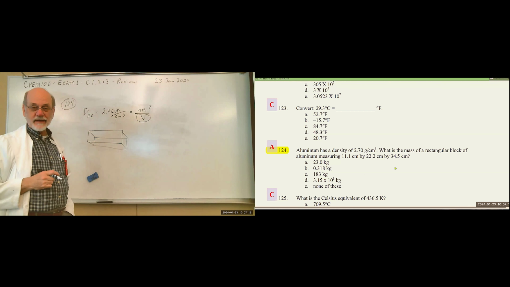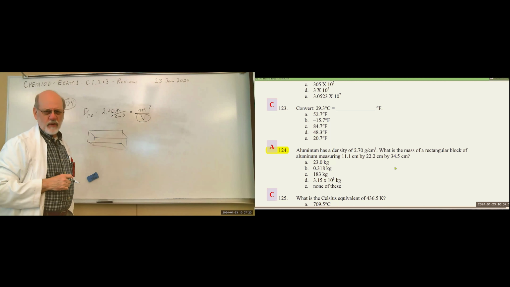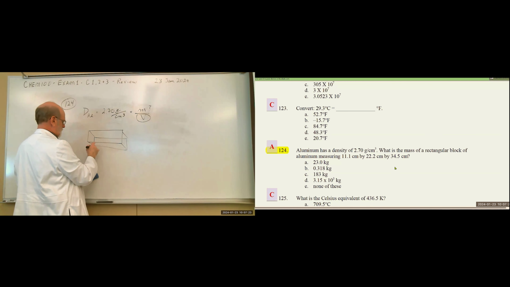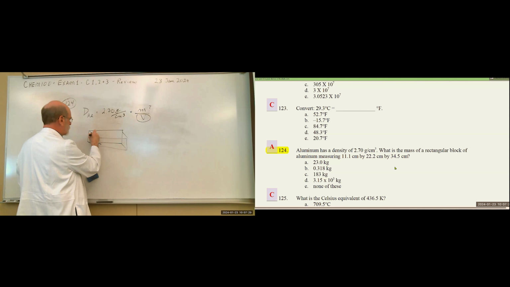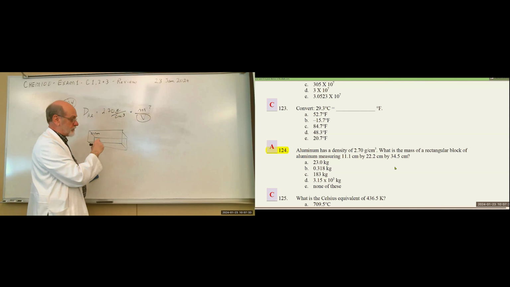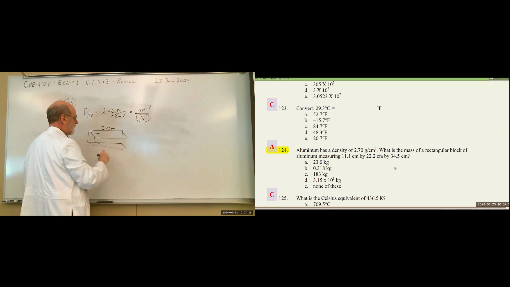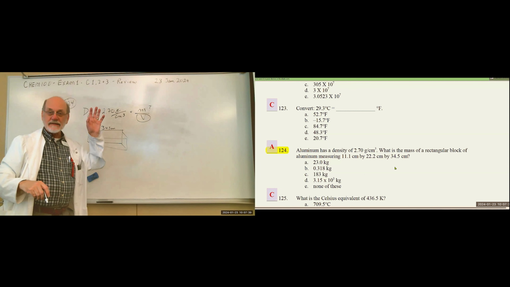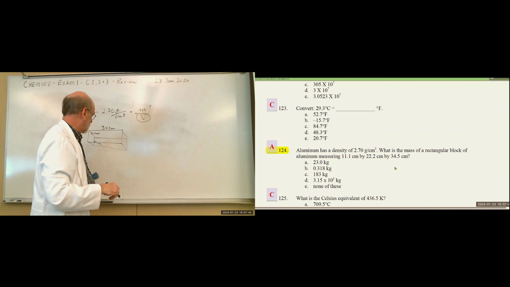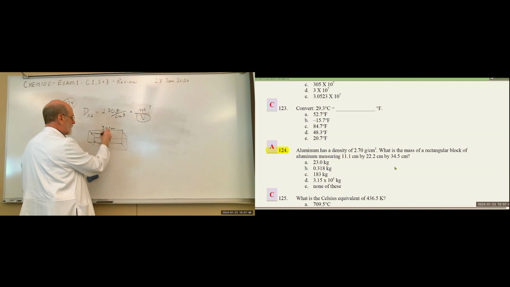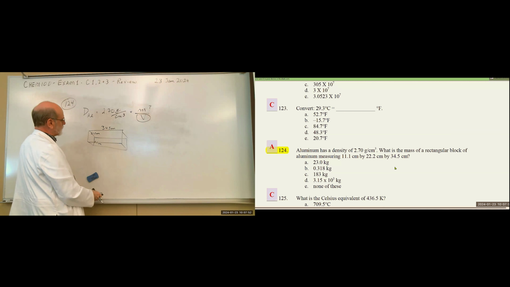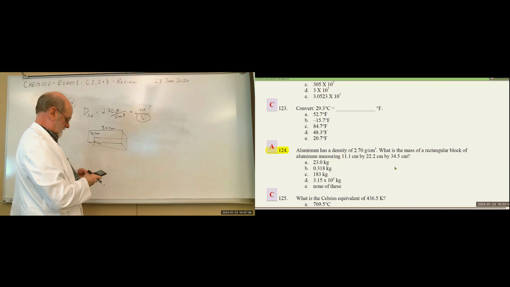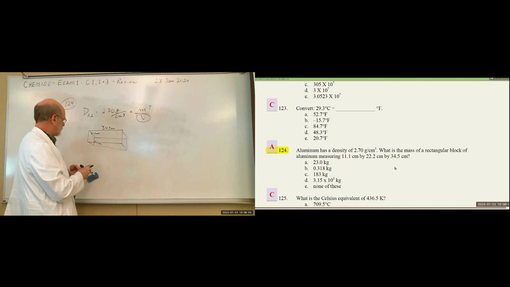There you go. There's your rectangular block. It measures 11.1 by 22. So let's call this one 11.1 centimeters, and this one's 22 centimeters, and the length is 34.5. So we know that the volume of that block is height by depth by length. That means multiply these together and you get the volume. All right? So let's multiply those together. 34.5 times 22 times 11.1.